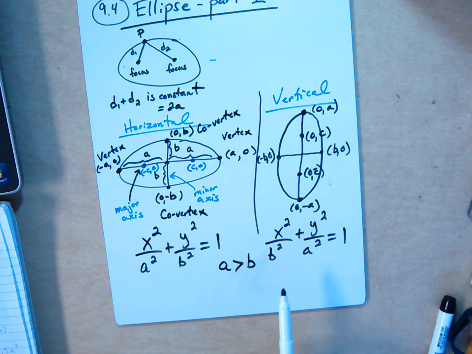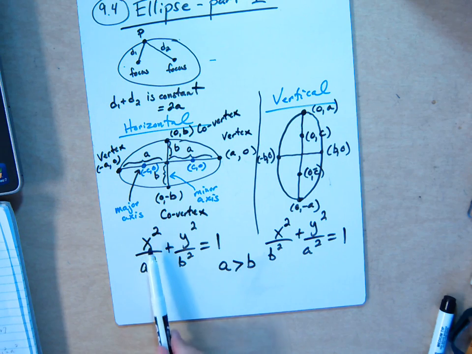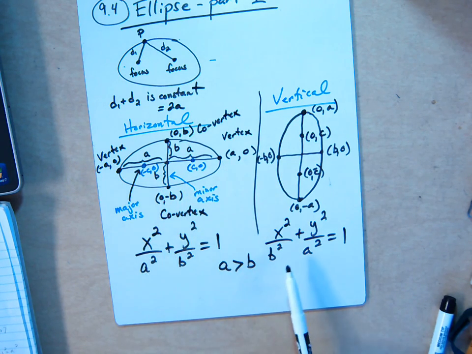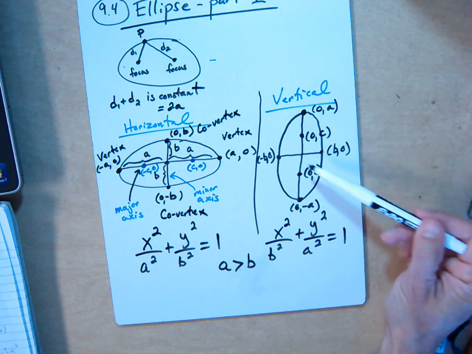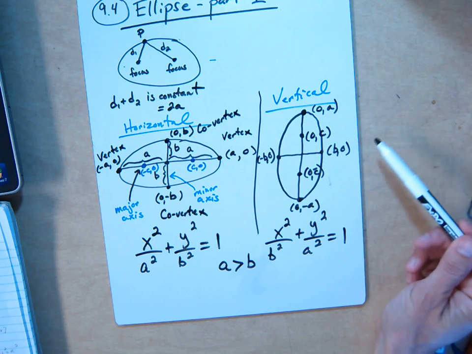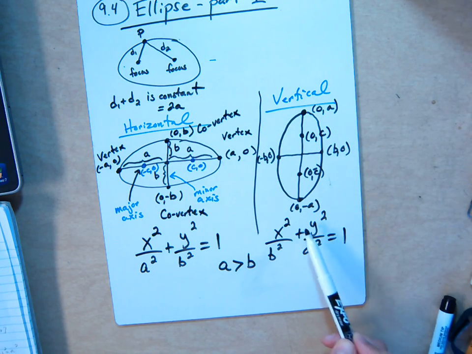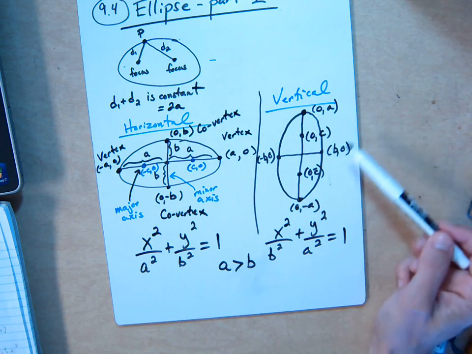So the easy way to remember this: if the bigger number is under X, then it stretches along the X-axis. And if the bigger number is under Y, then it stretches along the Y-axis. It makes it so much easier if you remember that. Everything is easier if you remember the bigger number, whichever variable it's under, is the way it stretches.